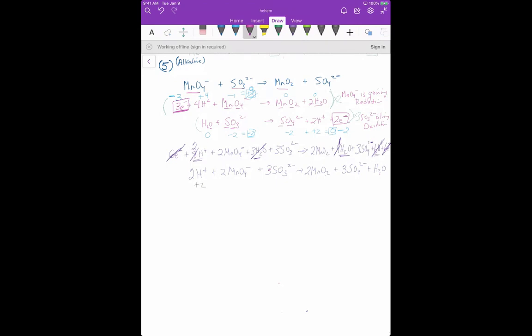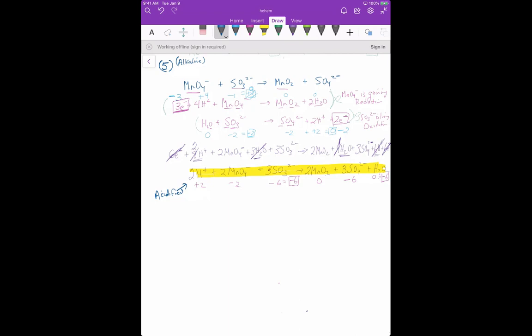So let's check to see that everything balances for charge. I have a +2, I have a -2, and I have a -6, which gives me a total of -6 on the reactant side. I have a 0, and I have a -6 and a 0, which gives me a -6 on the product side. So we know that it's balanced, and so we now have a balanced chemical reaction according to an acidified solution. So remember what an acid is. This is acidified because it's got hydrogen ions in it. And so those hydrogen ions are part of that reaction.